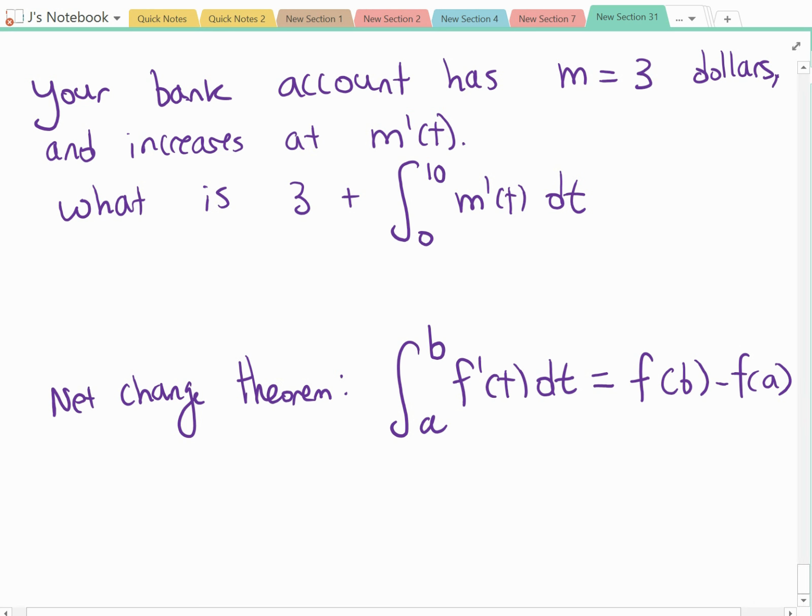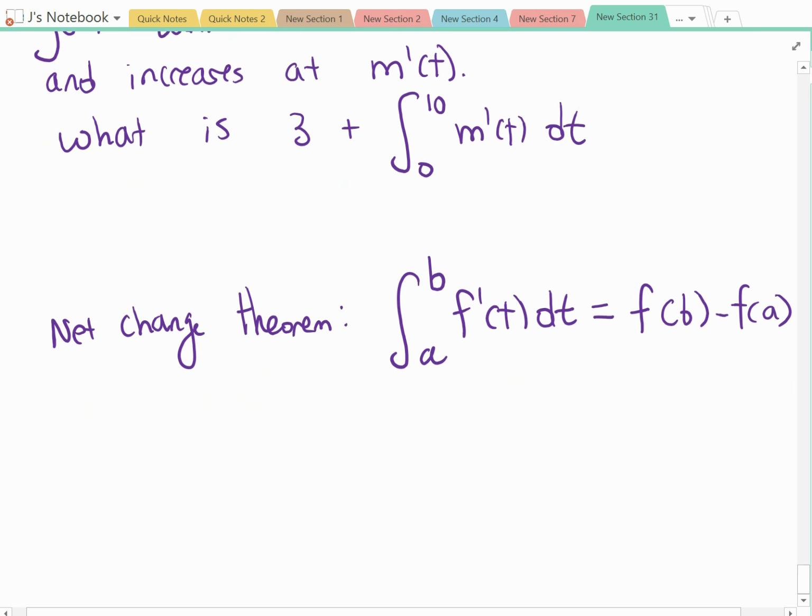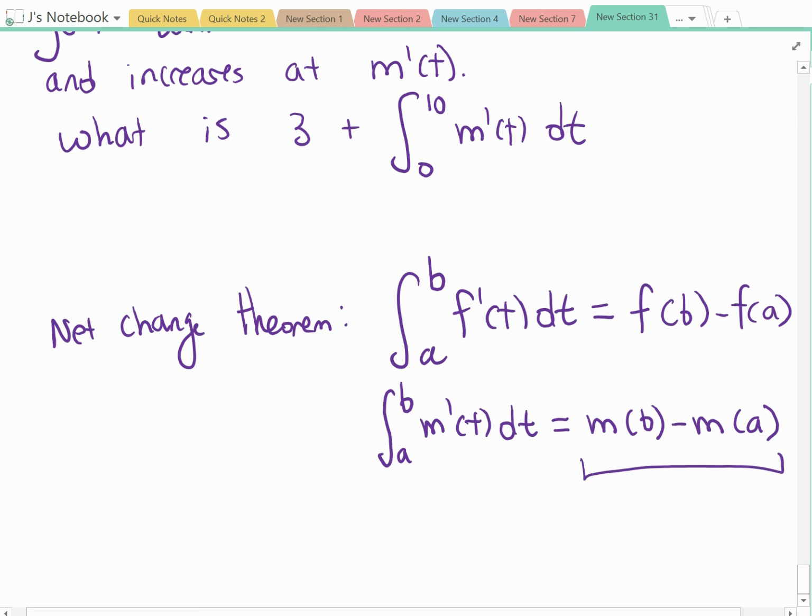And we use this every single time we integrate on bounds. We say that the integral of a function evaluated from a to b is the antiderivative of the function evaluated at b minus the antiderivative evaluated at a. And the antiderivative of the derivative is the original function. So the integral from a to b of the rate of change of the money, the rate of change of M, is going to be the amount of money we have at time b minus the amount of money we have at time a. That's our net change in the amount of money.